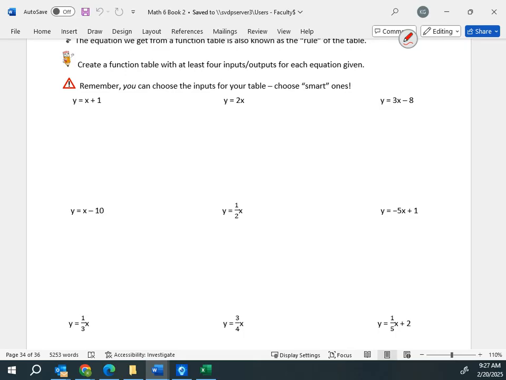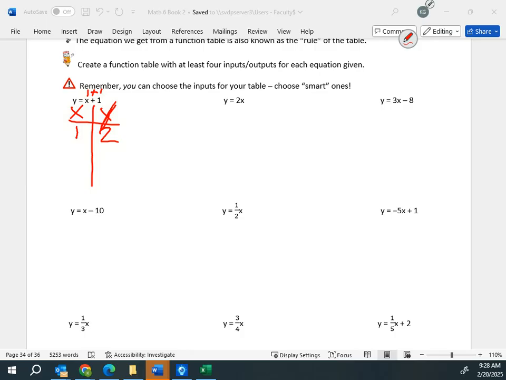Remember, when you do your input-output tables, you've got the X, you've got the Y. So you decide what you put in for X. So if I put in a 1, then it's 1 plus 1. I do the math to get the Y. So when you make your tables, you choose the X, you do the math, putting that X into your equation, and you get out your Y, your output. There will be ones with fractions. There will be negatives.